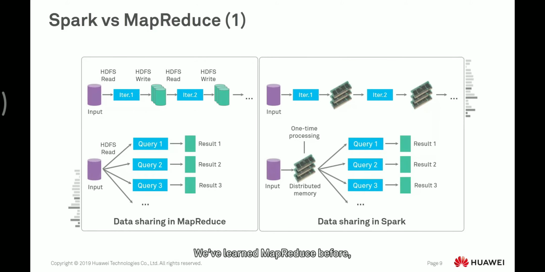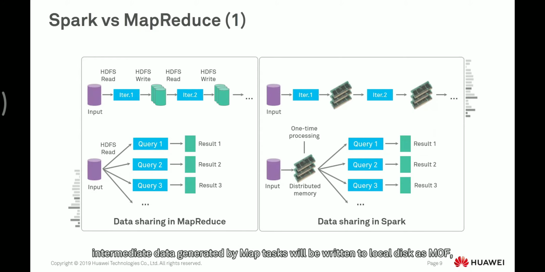We've learned MapReduce before. It's also a computing model framework, and it's used for parallel computing of a massive dataset. And in MapReduce, intermediate data generated by map tasks will be written to local disks as MOF, which is map output files, waiting to be obtained by reduce tasks. But the intermediate data of Spark is stored in memory. So Spark improves the computing efficiency and reduces the delay of iterative operations and batch processing.